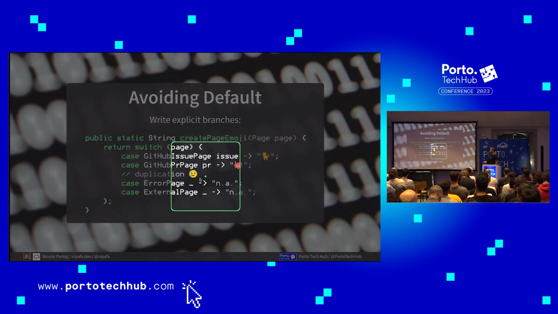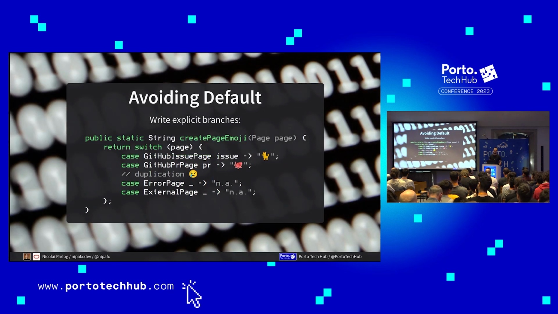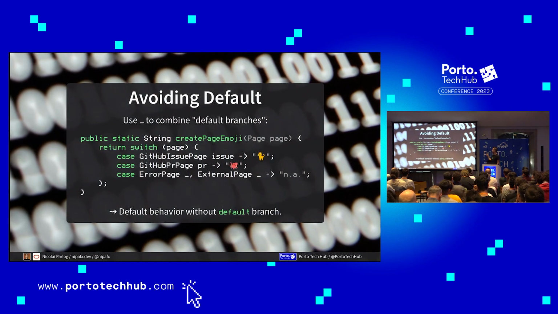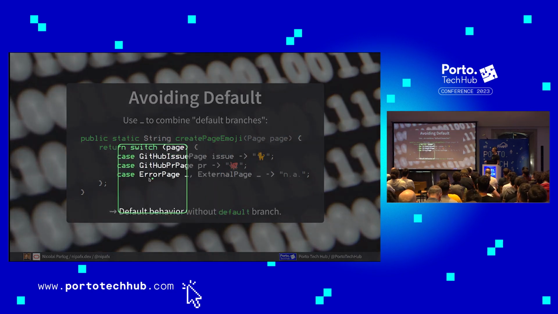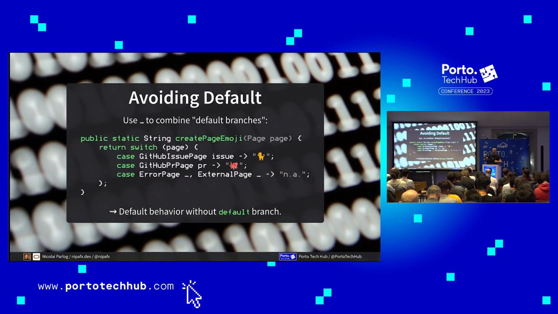So we can do it like this. We can simply say error page, I don't need the variable, and external page, I don't need the variable. So I repeat, it's a big deal. But what you can do in Java 21 with the named patterns is combine these. In Java 21, you have a good way to combine several branches into one, if in all of those branches you just ignore the variable because you don't need it. You say, okay, for all these other types, this is the default. So you basically manually unroll the default, so that when a new type shows up, like GitHub commit page comes in, this is no longer exhaustive.